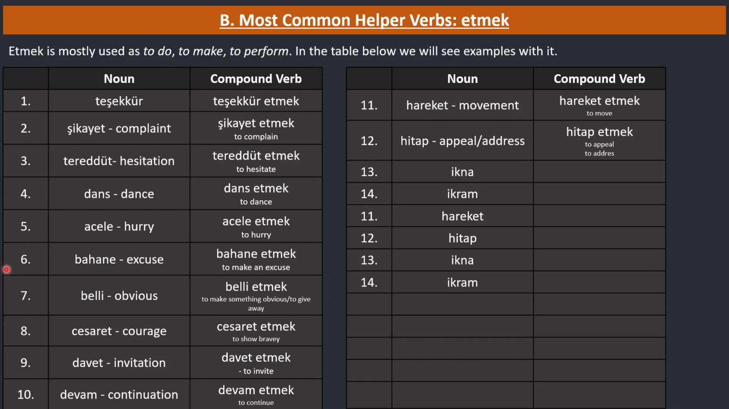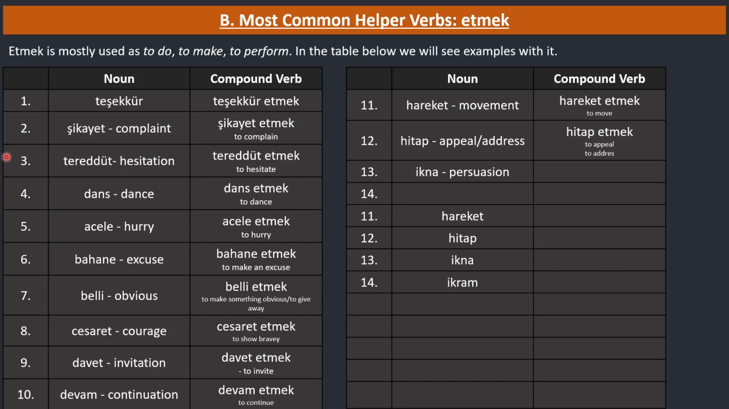Wait, I have ikram twice. I just realized. Selected one. And ikna. Ikna. Convince, convincing, persuasion. Yeah, all of these are good alternatives. I'll just go with convince. Is it a noun? Convince of someone? It's a verb. We need a noun like persuasion maybe.